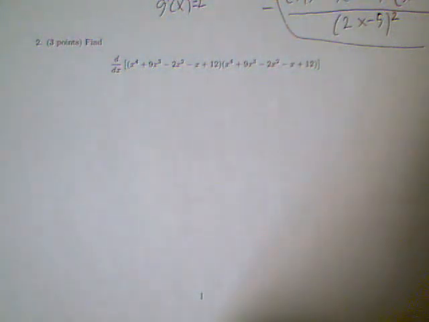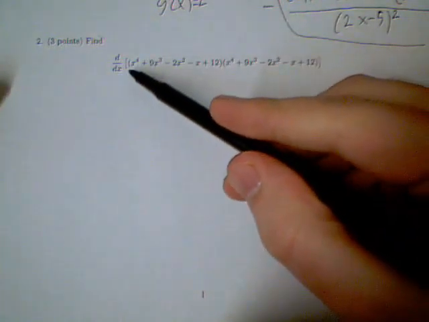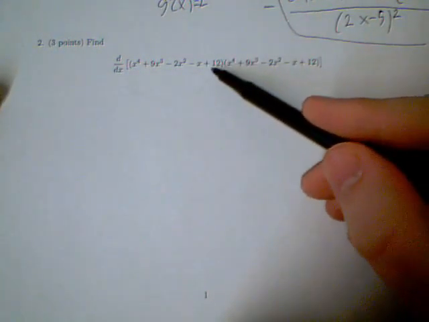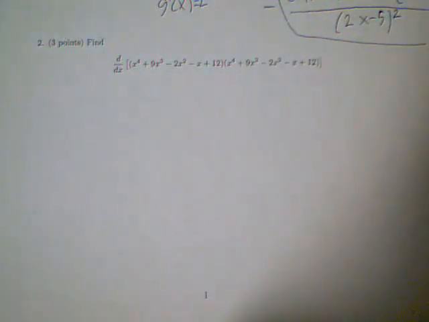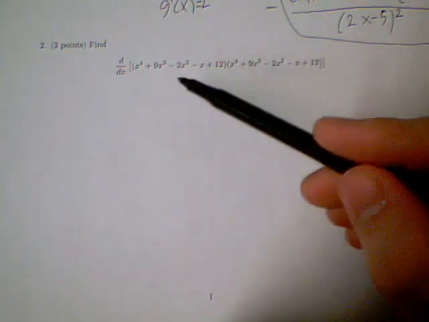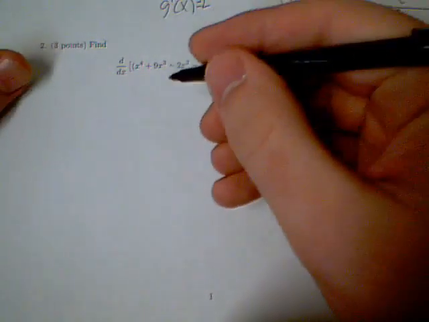Alright, this is quiz 4, problem number 2, and it was the same problem on both quizzes. Alright, so I want to take the derivative of this guy. So I see that we've got this guy times this guy, so I could multiply these together and expand that, but I've got 5 terms in each of these. That's a lot, so I'd rather just use the product rule.